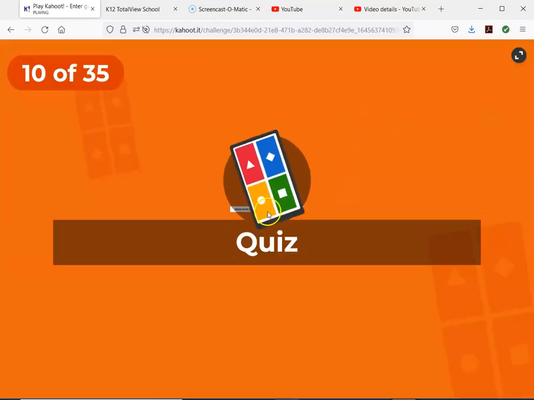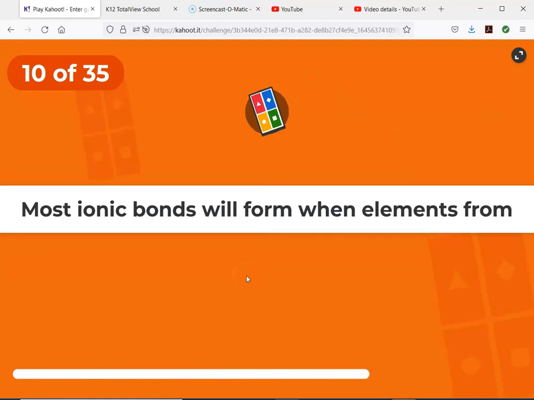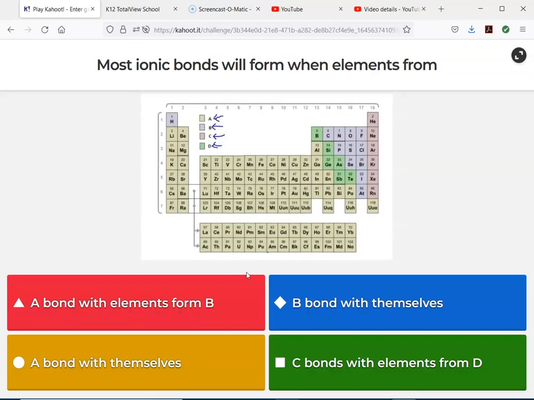Alrighty, here we go. 10. Most ionic bonds will form when elements from A bond with B. So we've got to look at our colors up here. Here's A, that tan color. B is this blue color. C is the red color. And D is the green stair step.